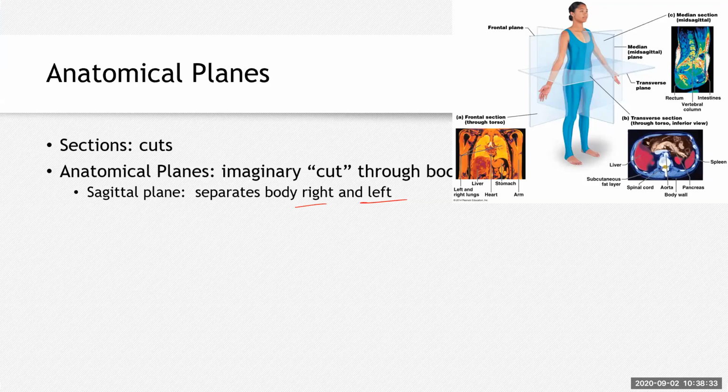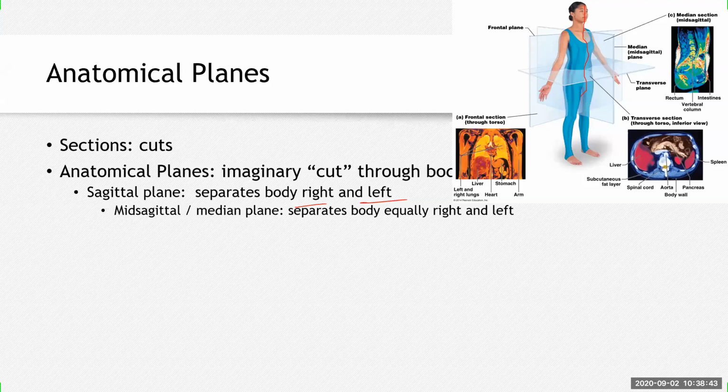If we say straight down the midline, that will be a specific mid-sagittal plane or a mid-sagittal section. That's specifically right down the midline, so it separates the body equally into right and left sides.